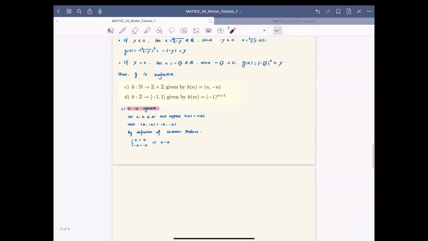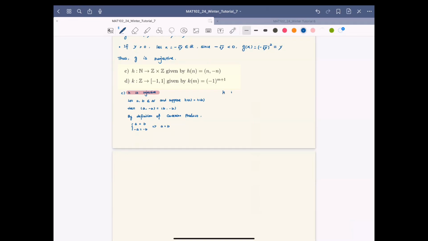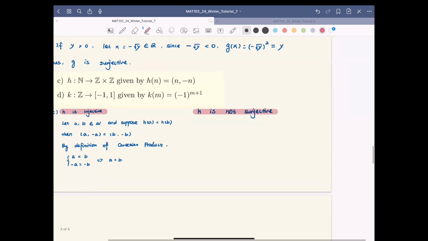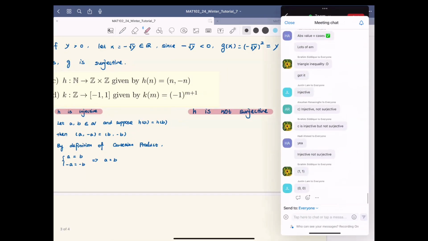And not surjective. Any counterexample? Again, there should be infinitely many counterexamples. Just pick your favorite ones. Let's say (1, 1) or (0, 0). Yeah, that's correct, because it's natural. Anything else? As long as you make the first one a negative number, it works too, like (-1, anything), because the first coordinate can never be negative.